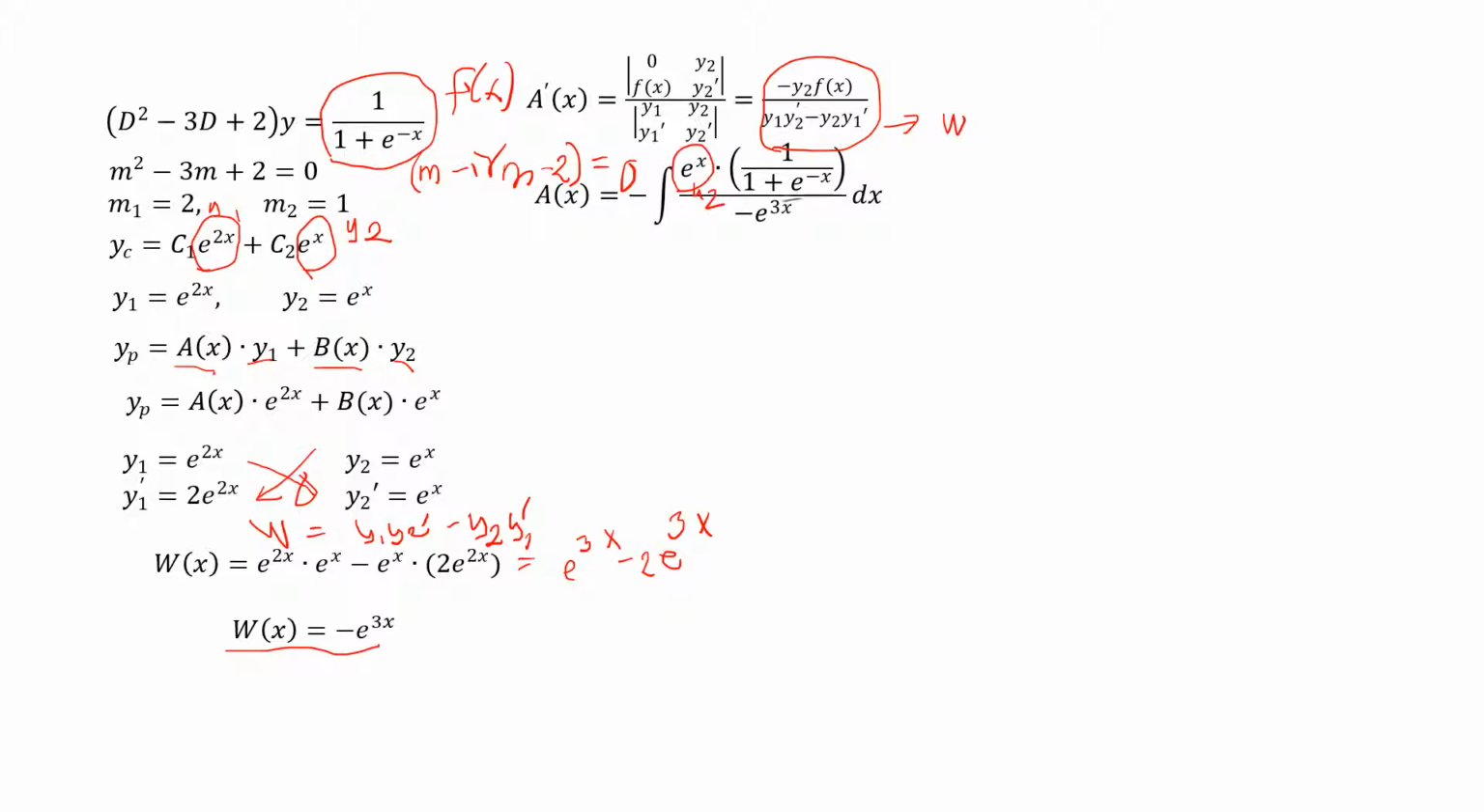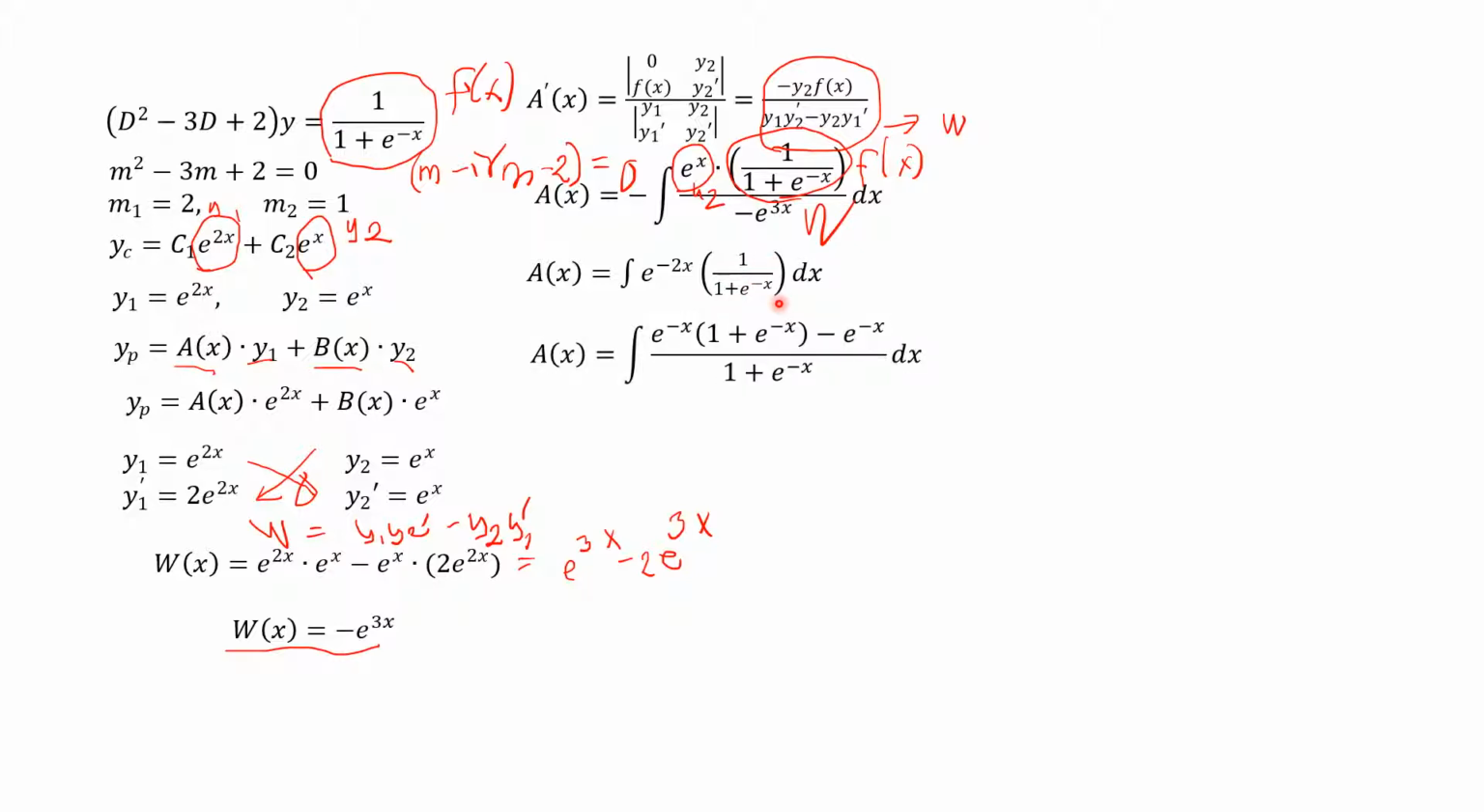Of course, this is our f of x, and this is our Wronskian. Okay, so simplify this. This is the same as e to the x divided by negative e to the 3x, that's e to the negative 2x, times 1 over 1 plus e to the minus x.